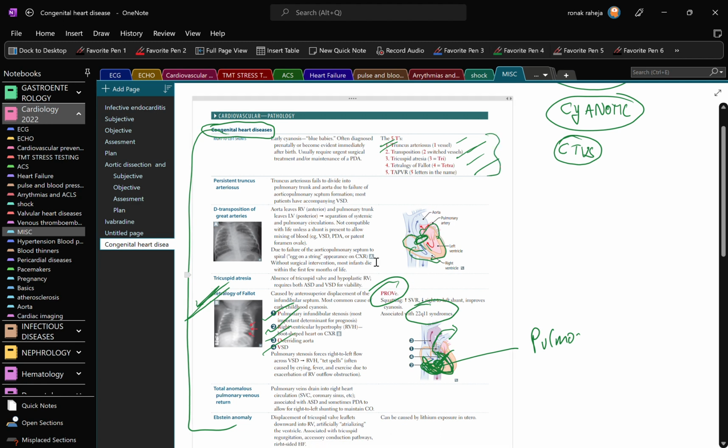Now, in truncus arteriosus, you have just one vessel, so your pulmonary outflow and your cardiac outflow are one, and then you need the CTVS surgeon to come and make 2 separate tracks.